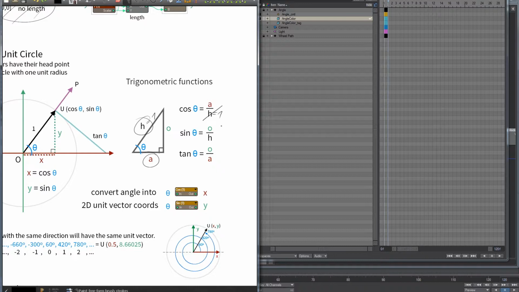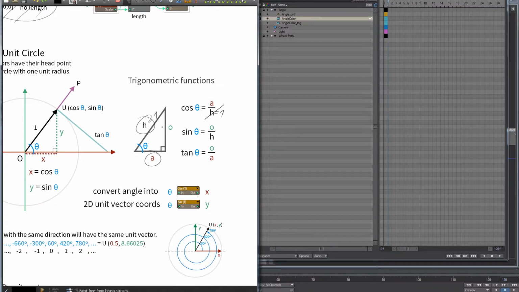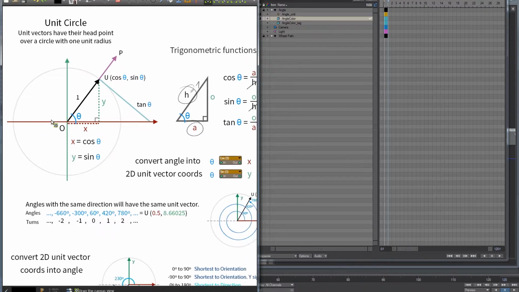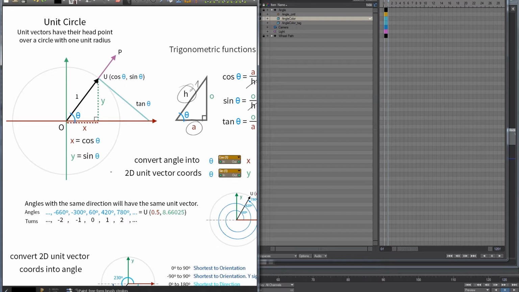On the same light, the sine of the angle is equal to the opposite over the hypotenuse. So if the hypotenuse is 1, I also get this much simpler. So the sine of the angle is just equal to the opposite side. So if I put this back here, let's say that I have the angle of this unit vector, but I don't have its coordinates, then I just need to apply the cosine and the sine function to the angle, and I will get the coordinates. So this is one way to go from angles to unit vector coordinates.